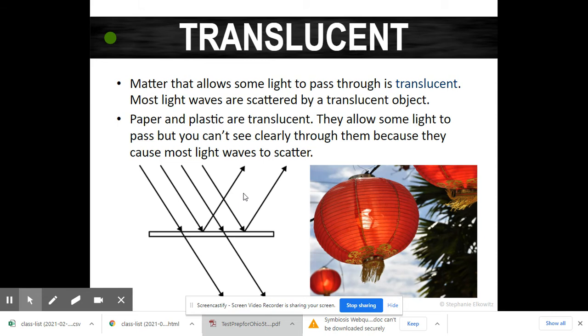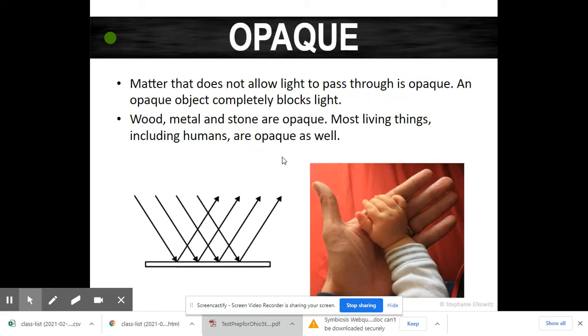Okay, maybe think about when you get out of a shower, kind of a foggy window. If you were to look straight through the window, you'd still see through it a little bit, but not 100%. That is translucent.